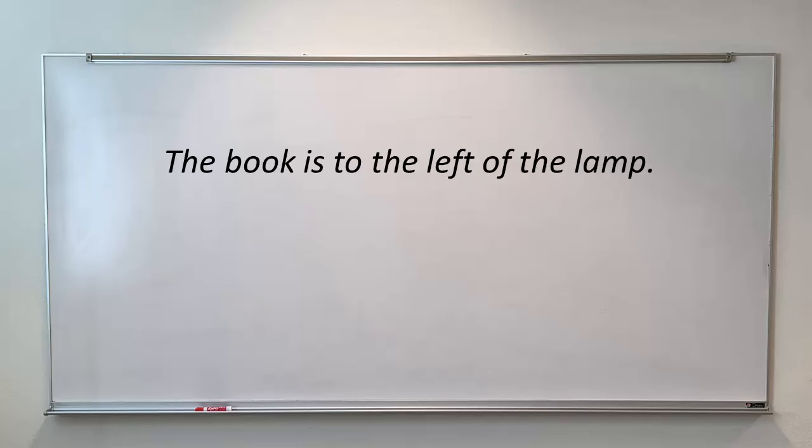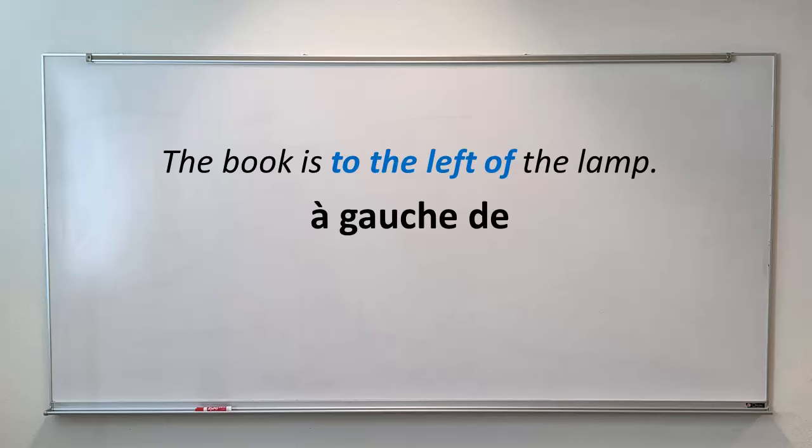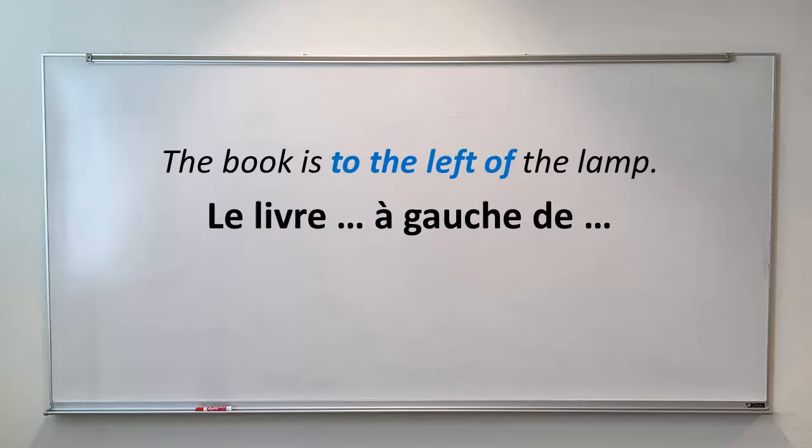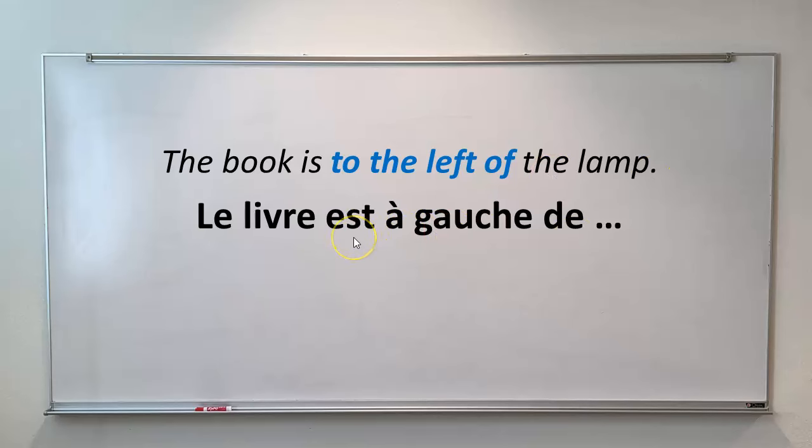So in French, how do we do this in French? Well, let's start off with what we know already, to the left of, à gauche de. Next, let's continue with the word for book, which is le livre. So you ask me the question, où est le livre? Where's the book? I would say le livre. Now I'm missing a verb here. So the verb is, in French, est.